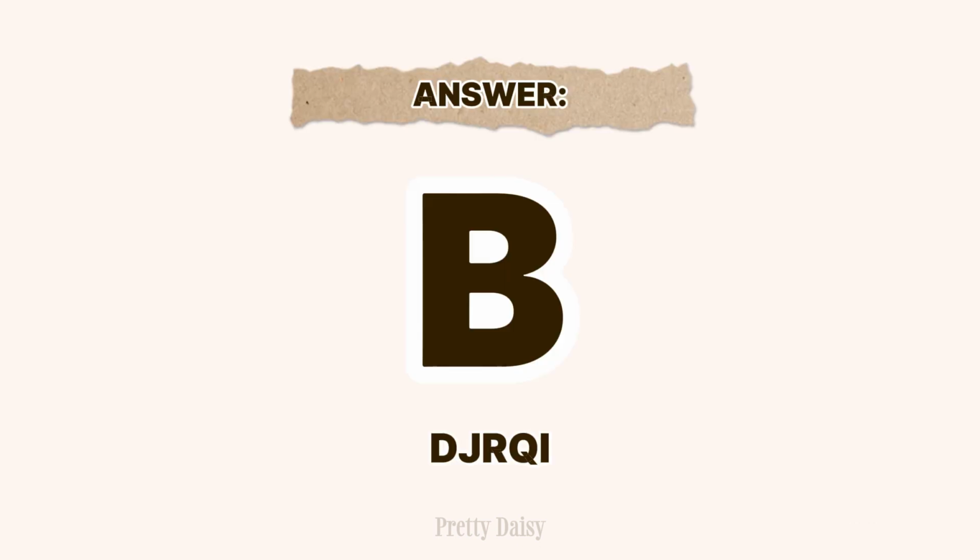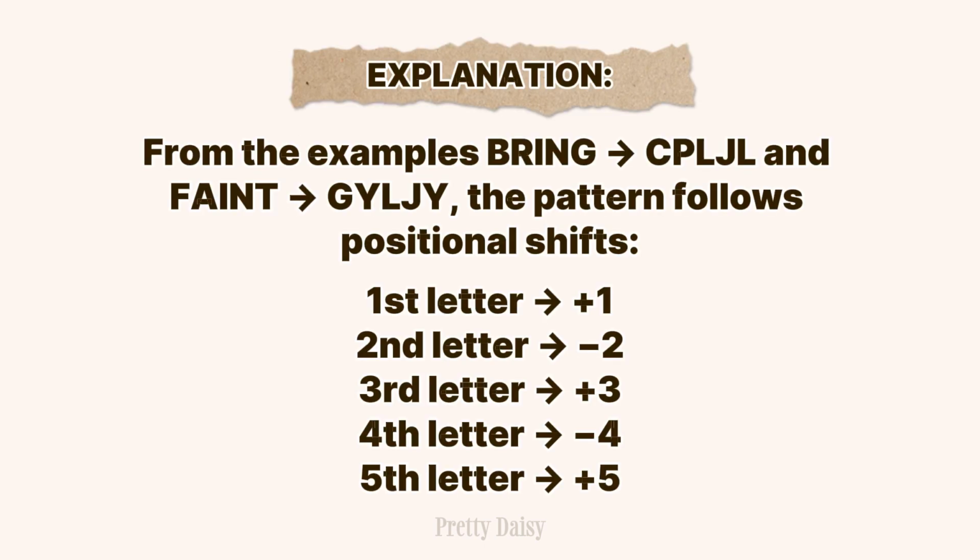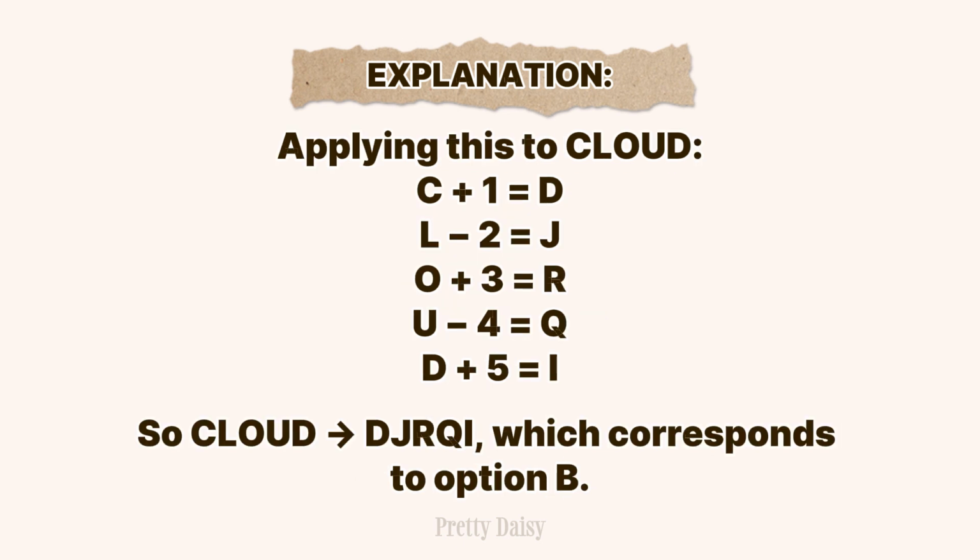Answer. B. DJRQI. From the examples, bring gives CPLJL and faint gives GYLJY. The pattern follows positional shifts. First letter, +1. Second letter, -2. Third letter, +3. Fourth letter, -4. Fifth letter, +5. Applying this to cloud, C plus 1 equals D. L minus 2 equals J. O plus 3 equals R.